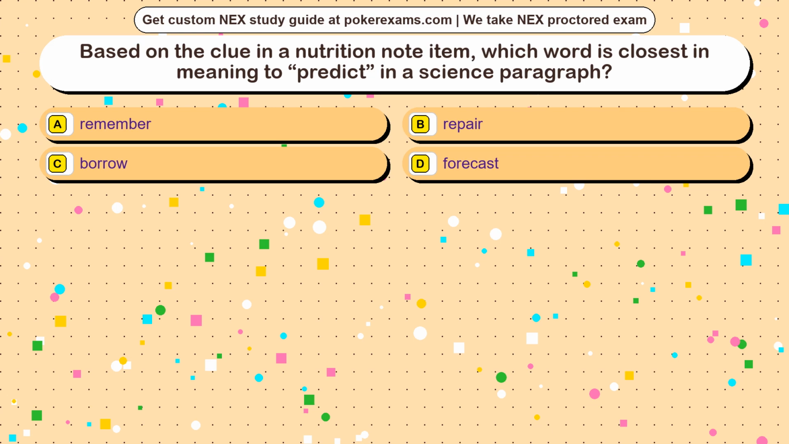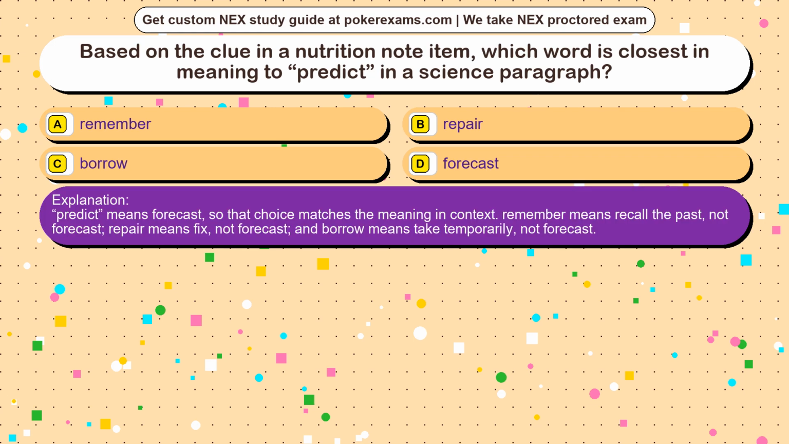The correct answer is option. Predict means forecast, so that choice matches the meaning in context. Remember means recall the past, not forecast. Repair means fix, not forecast. And borrow means take temporarily, not forecast.